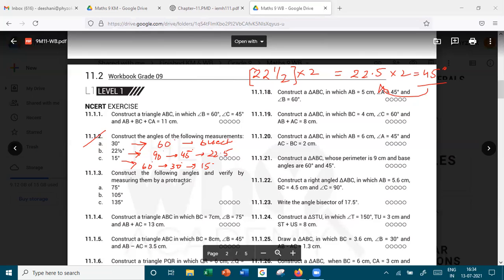Ma'am, then like 11.1.3, do we have to construct it right now? First the second one. Let's finish that, then we'll go to the third. Okay, ma'am.